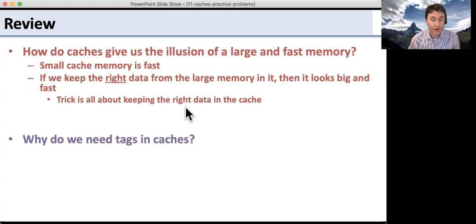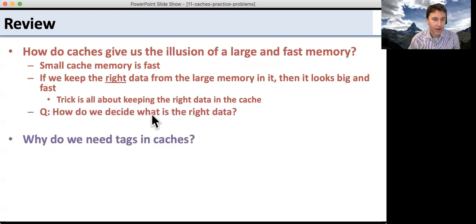And the trick is all about how do we keep the right data in the cache. And how do we do that? Well, what we've talked about in this class and what is mostly what people still do is you keep the most recent data. The idea being that if you use the data recently, you're likely to use it again.